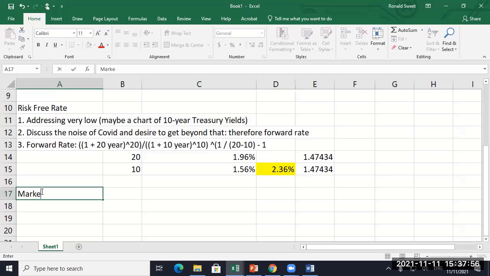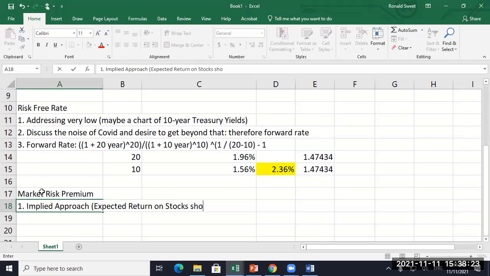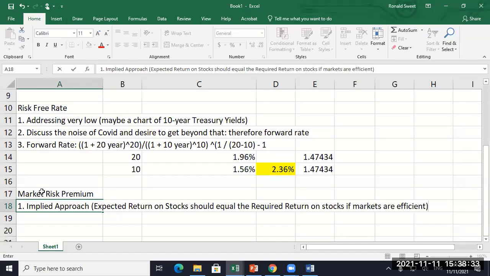All right, then the market risk premium. So I'm going to say I'm using the implied approach. I don't need a lot of discussion here. I don't mind it. I don't count off in general. And in real life, you wouldn't do that. But if you want to just document what the implied means, we're saying expected return in stocks should equal required return in stocks if markets are efficient. That's the whole bottom line of the implied approach.